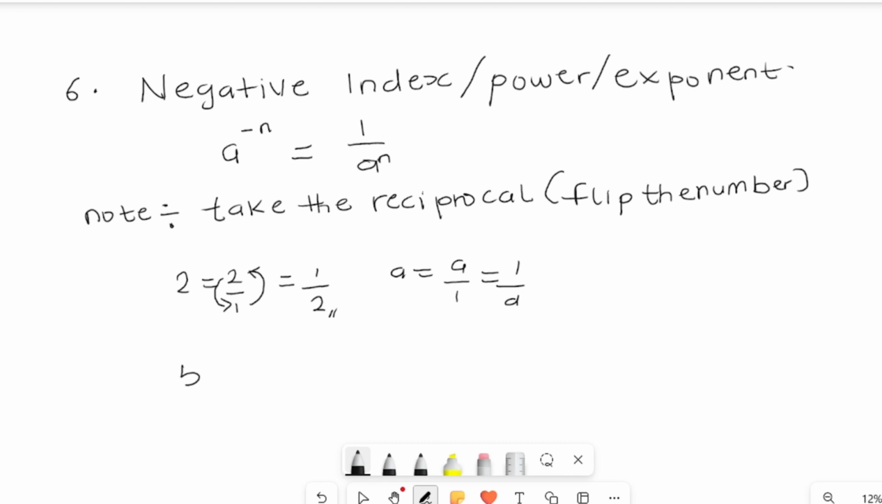Similarly, if you have, let's say, 5 raised to power minus 2, you simply have that become 1 over 5 after flipping, raised to power 2. Then if we further expand, it will give us 1 over 5 times 5. And we know that 5 times 5 is 25, right? So we'll have 1 over 25. Very simple. So let's move to the final law.